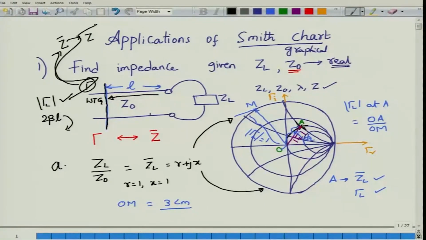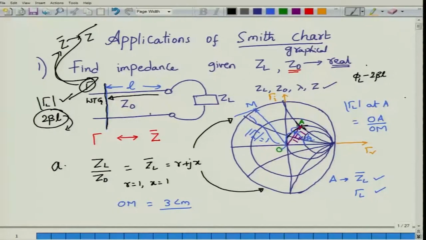After you have located the load, move an angle of 2 beta L in the clockwise direction. For this you can either put your protractor and measure the angle phi L, and then from phi L subtract 2 beta L, and locate the new value of the reflection coefficient on this circle. At that point find out what the angle would be.